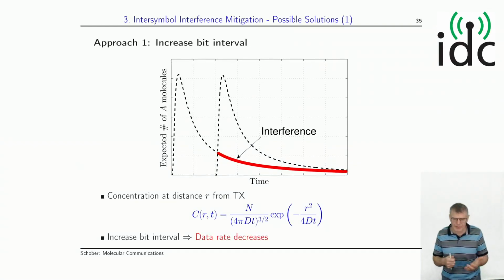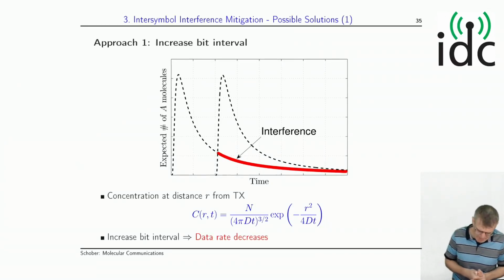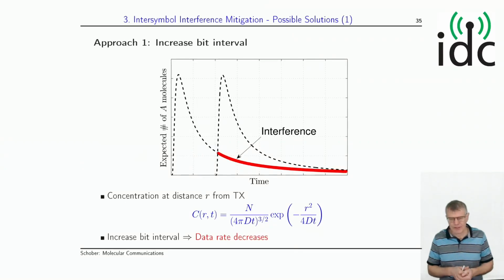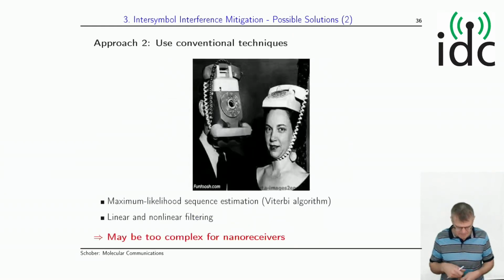Of course, the simplest option is to increase the spacing between the pulses, because if we increase the spacing, there's less overlap, so there's less interference. However, this will decrease the data rate, of course. So this is the downside of this.